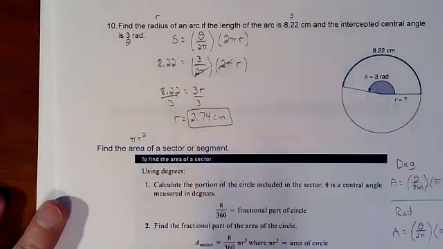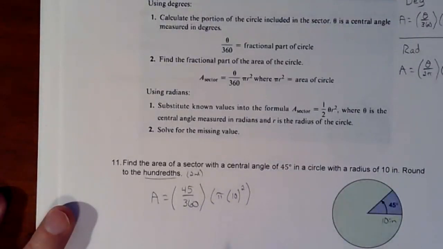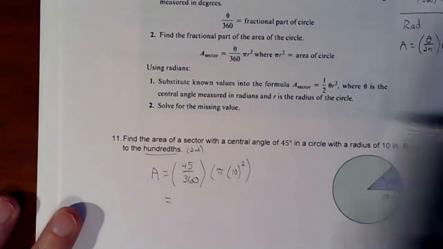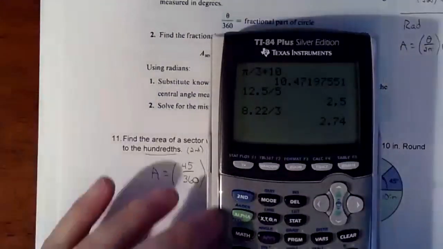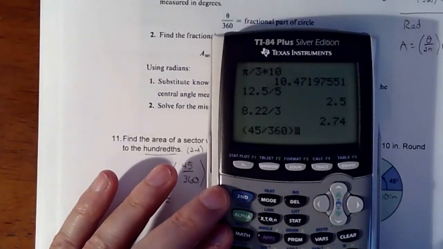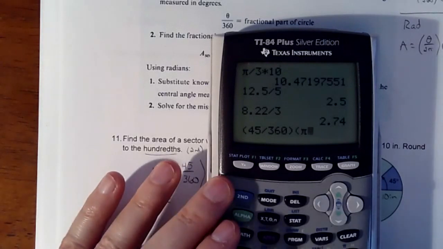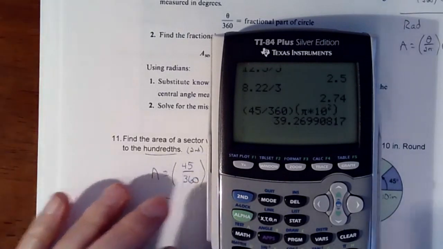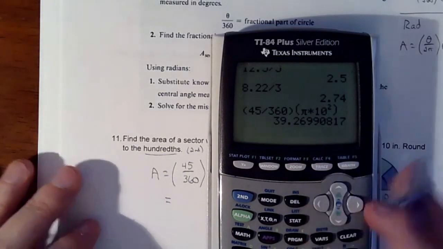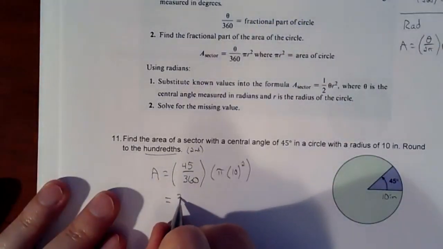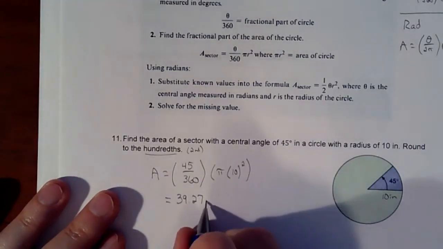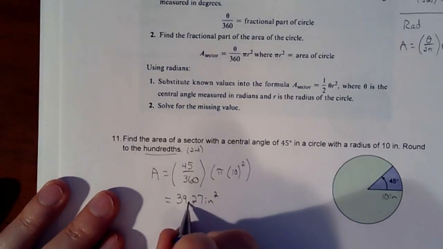I don't have that nice thing where things cancel like we do when it's in radians. Nothing really cancels. I'm not even going to try to figure that out. It's just plug it in the calculator. So we have 45 divided by 360 times pi times 10 squared. So 39.27, they wanted 2 decimal places. We're looking at inches, and this is an area measurement, so it's inches squared.